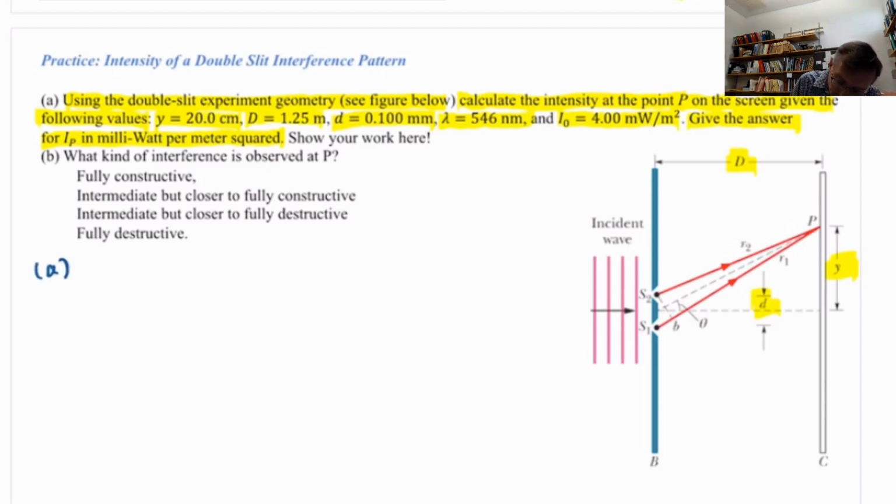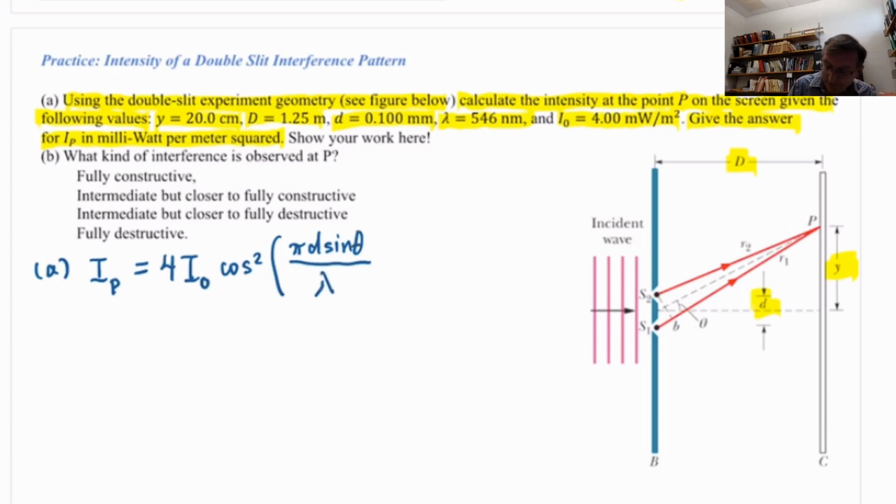Okay, so let's write down the formula for the intensity we will observe at the point P. Just going to use the formula I showed you: 4 times the intensity from a single slit, I0, times cosine squared of pi little d sine theta over lambda. And we have to figure out the right values to put in. A lot of these values were given. We're given I0 directly, little d directly, and lambda directly.